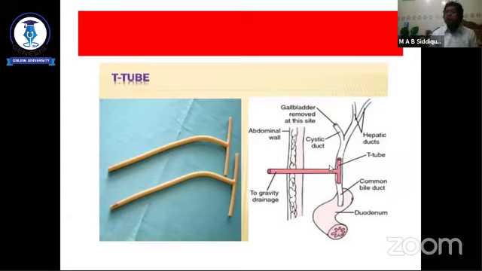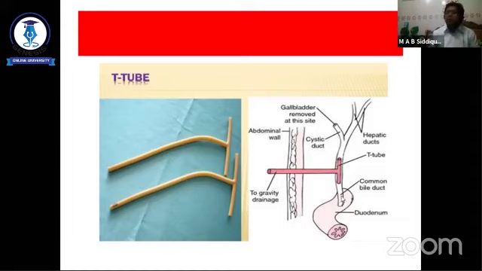It will be helpful to see a retained CBD stone, and this tube is also helpful to diagnose whether there is any retained stone or not. This tube is also helpful for therapeutic use. But nowadays, as ERCP is available, the use of the T tube track for removal of the retained stone is reduced.